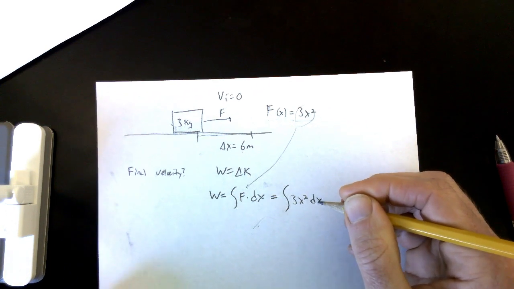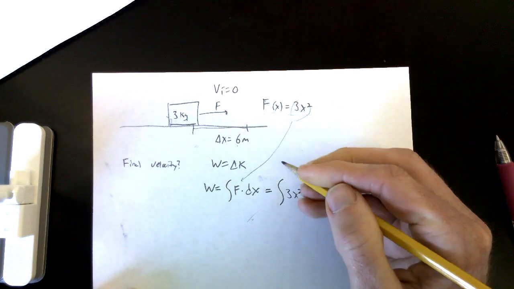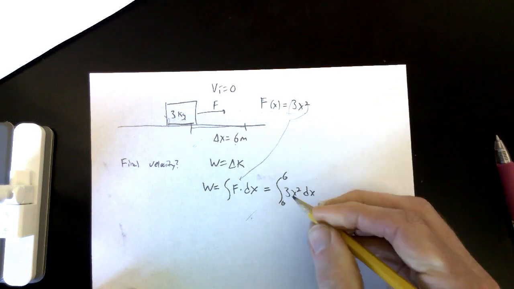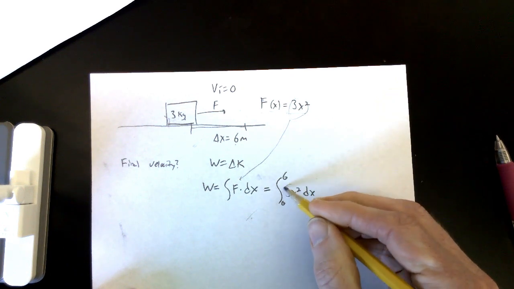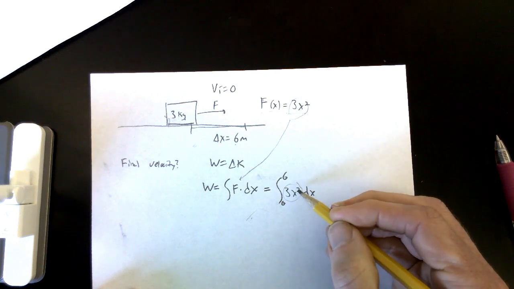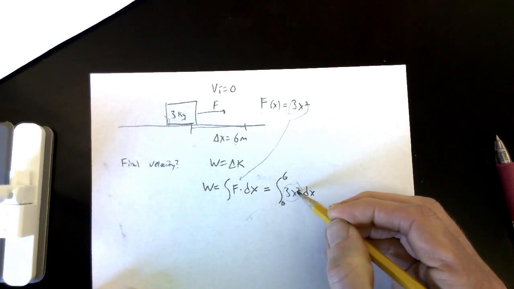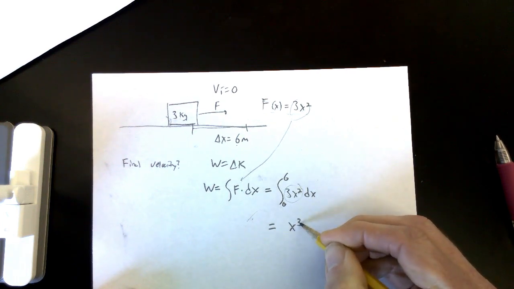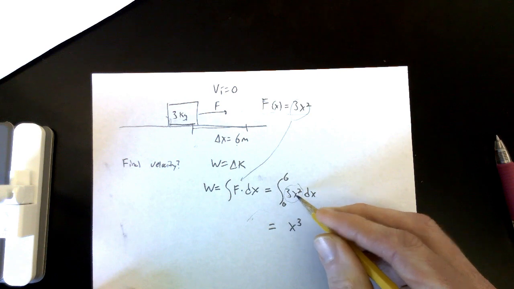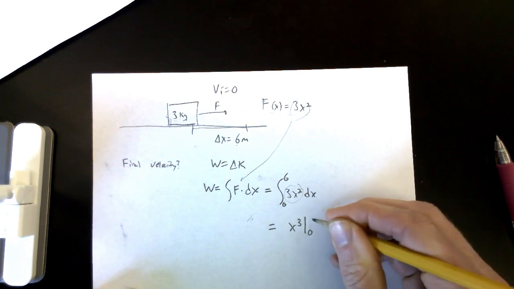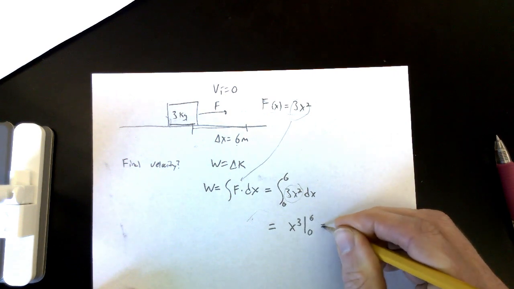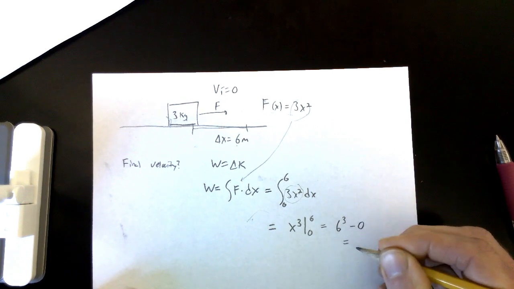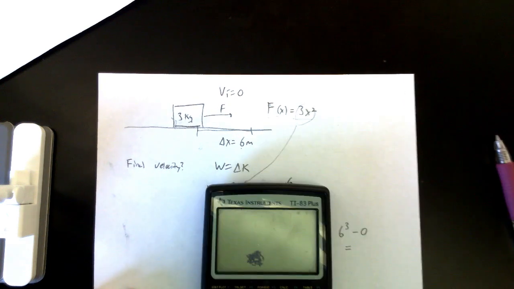And I know some of you are still just kind of learning the integrals thing. We're going to evaluate that from 0 to 6. Pretty easy integral to do, so I'm looking for what function, if I take the derivative of it, gives me 3x squared. That's just going to be x cubed, because if I take the derivative of x cubed, I get 3x squared. And then we're going to evaluate that from 0 to 6. And that's just going to give us 6 cubed minus 0. And that is 6 cubed.